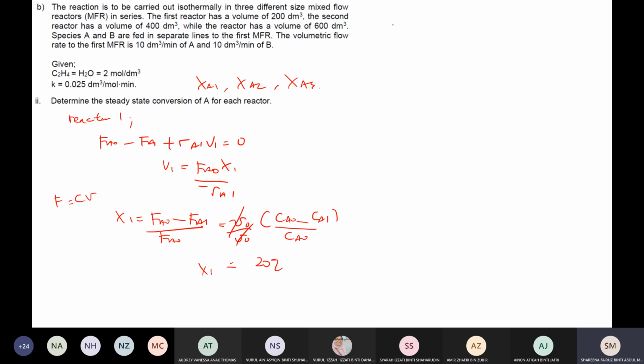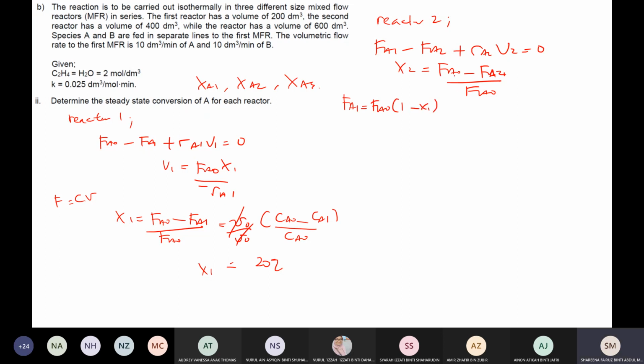Okay, so mole balance for reactor 2. Okay, you will have FA1 minus with the FA2 plus with the RA2, V2 is equal to 0. Okay, so rearrangekan balik X2 is equal to FA0 minus with the FA2. Okay, sebab apa? Sorry, ni terus FA2 ya. Sebab FA1 is equal to FA0 1 minus X1. Okay, that's why FA1 kalau you tengok dia dah tak ada. Sebab daripada sini lah.